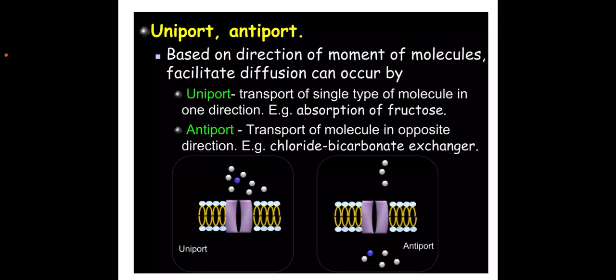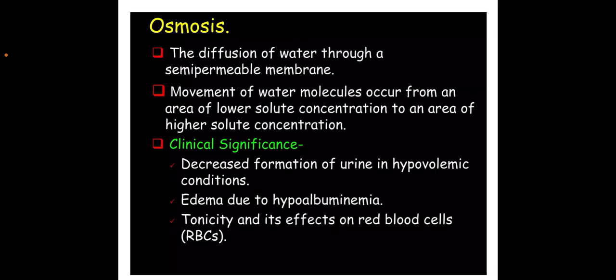Uniport and antiport. Based on the direction of movement of molecules, facilitated diffusion can occur by uniport or antiport. Uni means single: transport of a single type of molecule in one direction, such as the absorption of fructose. Antiport: transport of molecules in opposite directions, e.g. the chloride bicarbonate exchanger. Chloride on one side and bicarbonate on the other side, exchanged in opposite directions.